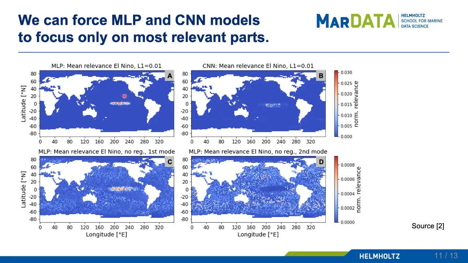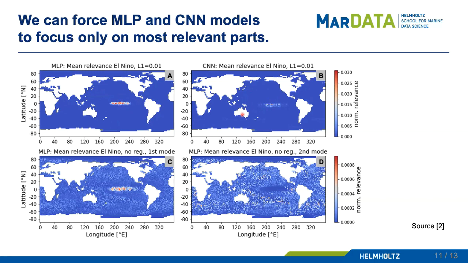So what we see here is the mean relevance map for a multilayer perceptron. This time I used heavy weight regularization. On the right-hand side, I see the same mean relevance map for a convolutional neural network, also using weight regularization. And both appear to be efficient at first sight, since we managed to suppress any kind of noise. So relevance outside this tropical Pacific is zero, also for the convolutional neural network.